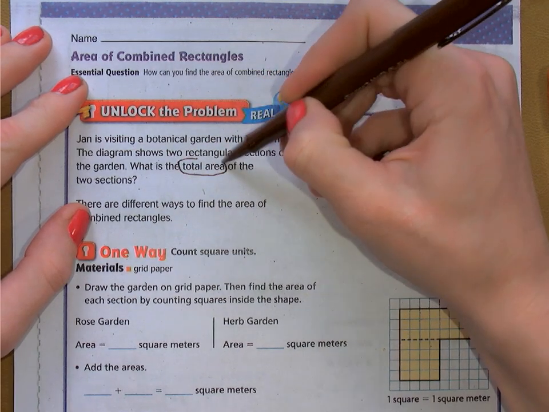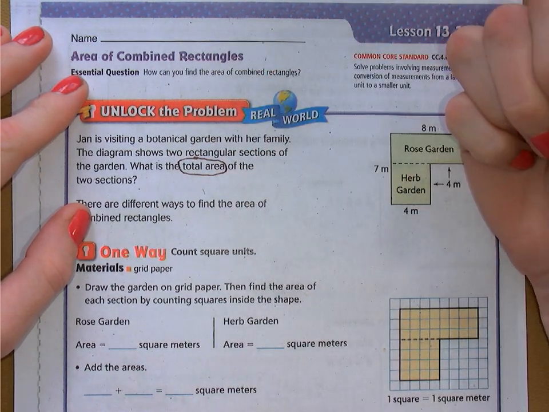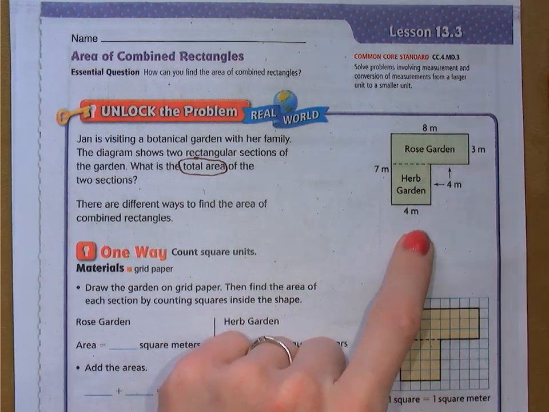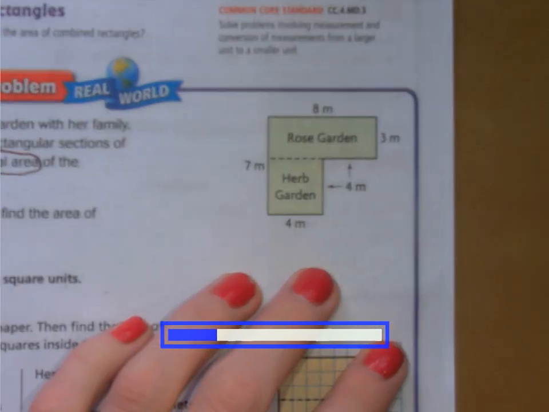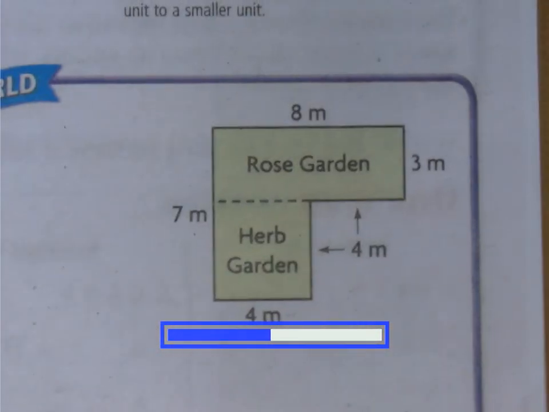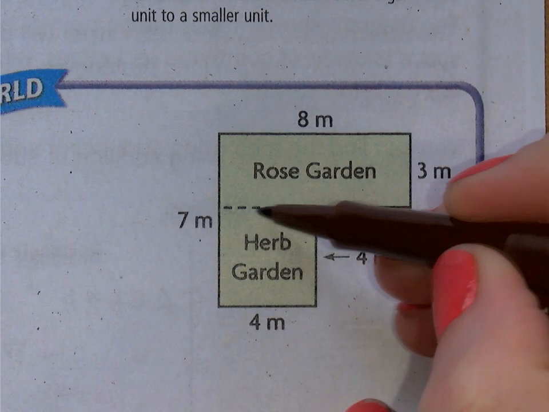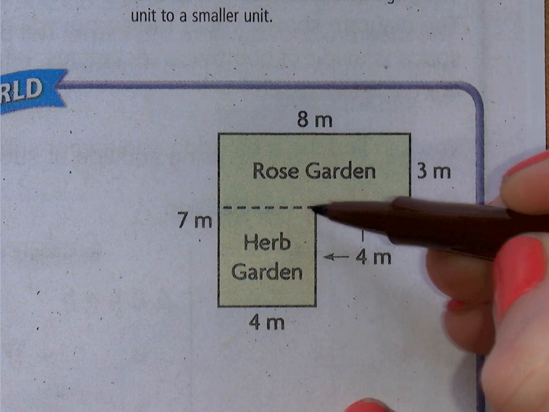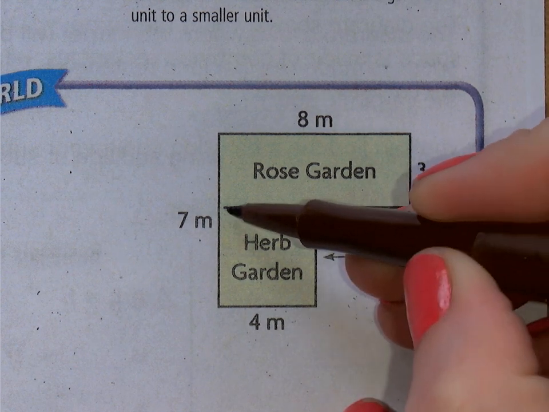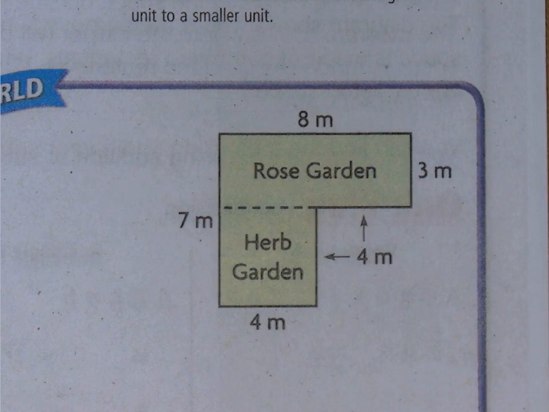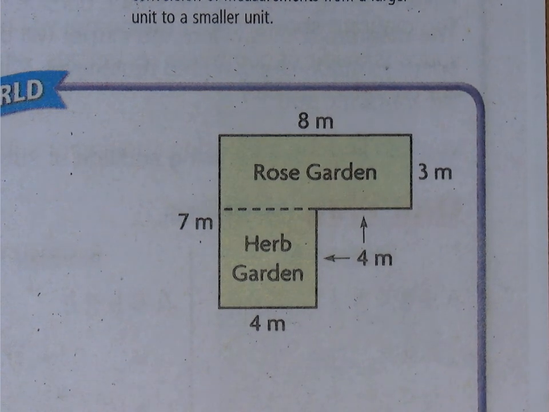Okay, so we need to find the area of one, the area of the other, and find the total, meaning add them together, okay? Let's look at this rose garden up here. Okay, I'm going to zoom in so you can see it up close. Look at the 2 sections. They've taken it and they've split it apart right here, okay? A lot of times you are going to have to do that. You will have to do the splitting, and there's different ways that you could split it, but no matter what, you should come up with the same answer, okay?